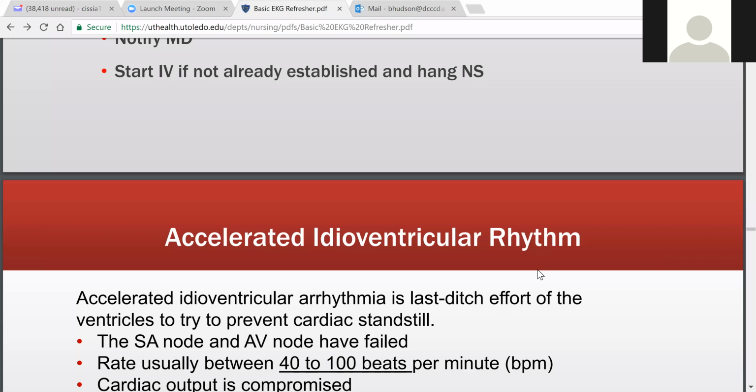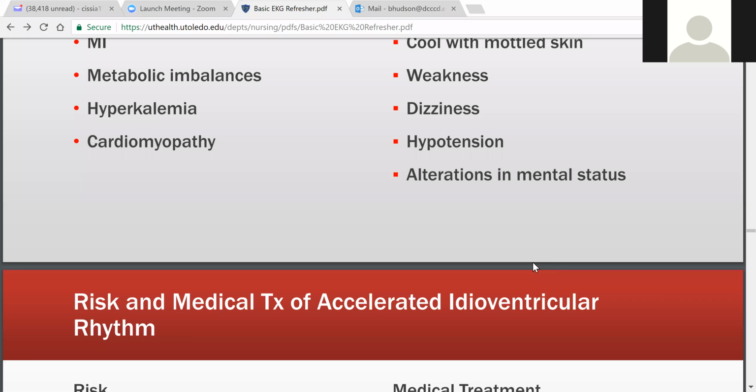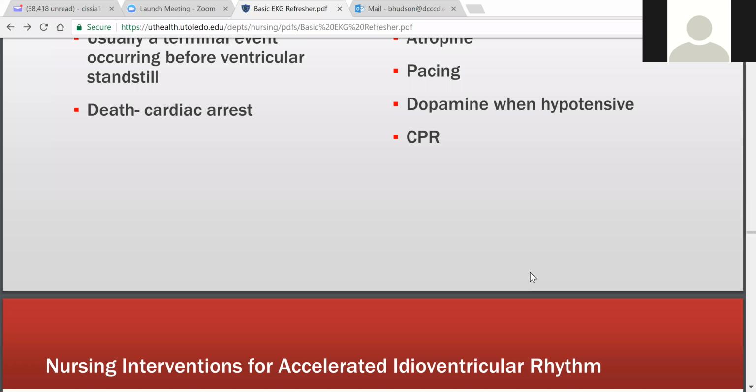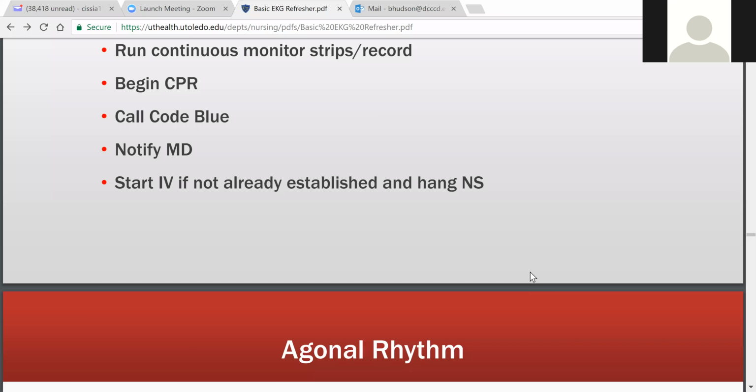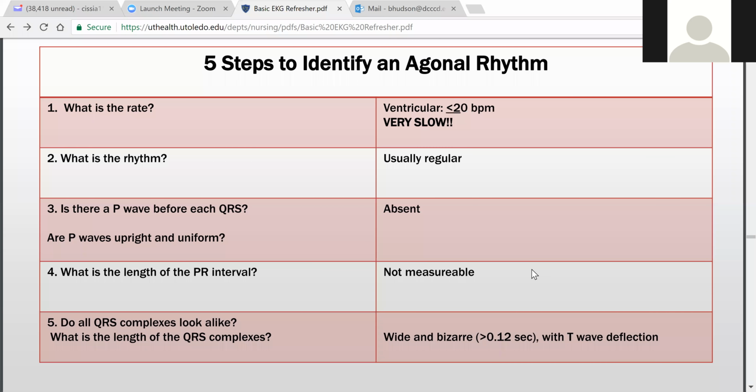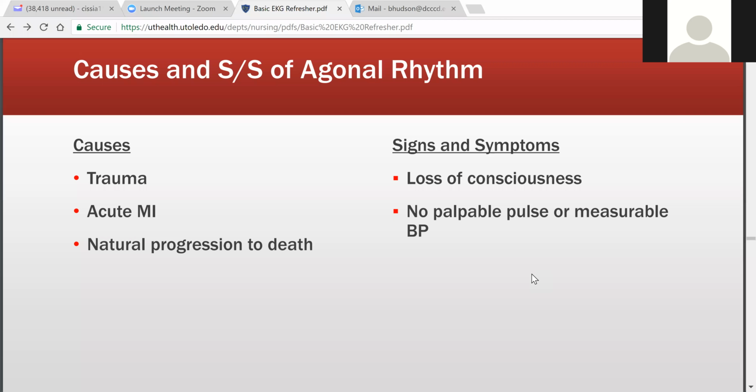And that's why I said we're just scratching the surface. There are a lot more ECG rhythms. So we just need you to know the basics. Not all the other 5,000 ones that exist.